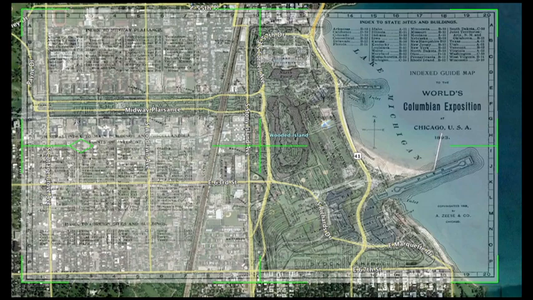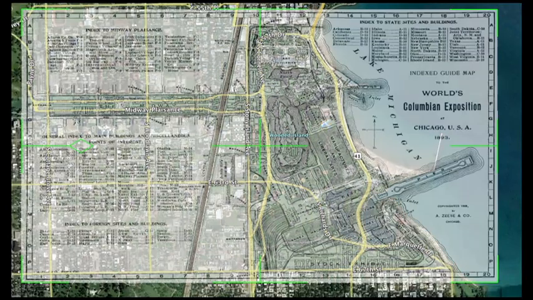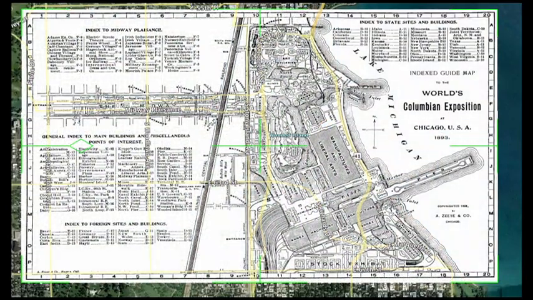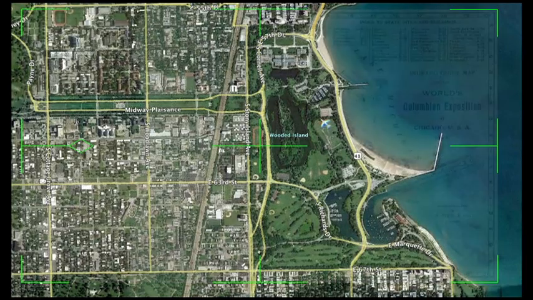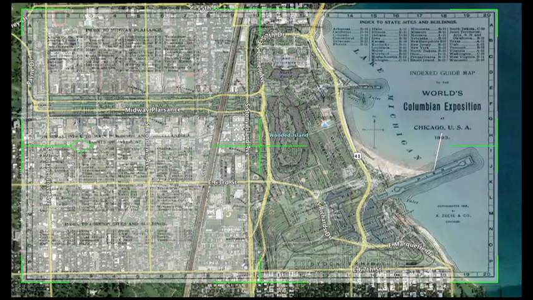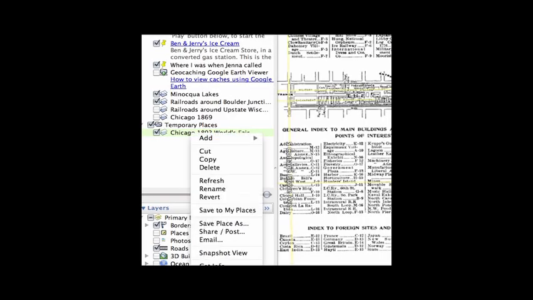Now we've got the image placed as good as we're probably going to get it. You can see that we're lined up with the streets, the Museum of Science Industry, and the water behind it. We're done positioning, so it's time to save it as a custom map.